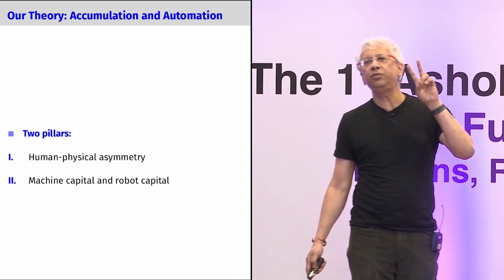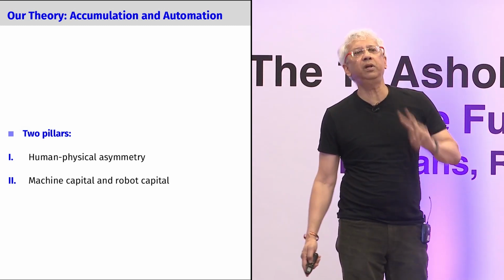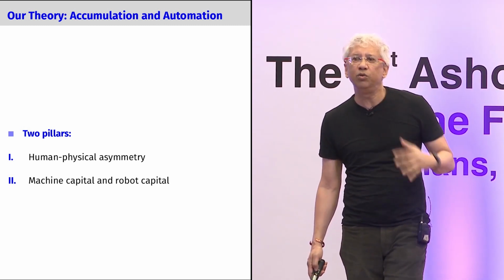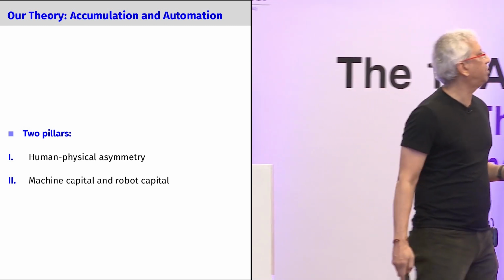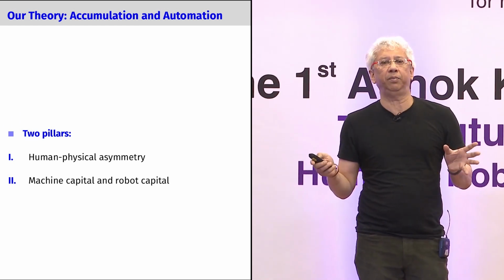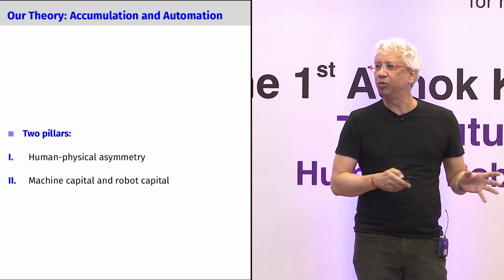I'm going to introduce a framework which has two pillars which are fundamental. The first pillar is an asymmetry between human and physical capital. And the second pillar is going to make a distinction between two kinds of capital, which I'm going to call machine capital and robot capital.